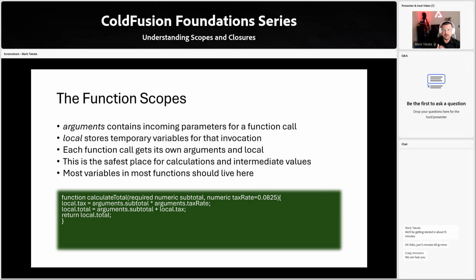There's also local, right? So local arguments live inside of the function, and they live for the life of the function, which is usually just as it executes. And every function call gets its own arguments and local. So if you are calling something again and again, you're basically resetting the scope lifetime of those internal variables. It's a good thing. It means that you're not setting something out to live for a really long time and not get used. And this is the safest place for doing things like calculations, intermediate values that are then going to get passed into something else. And most variables and most functions should live here if you can manage that.